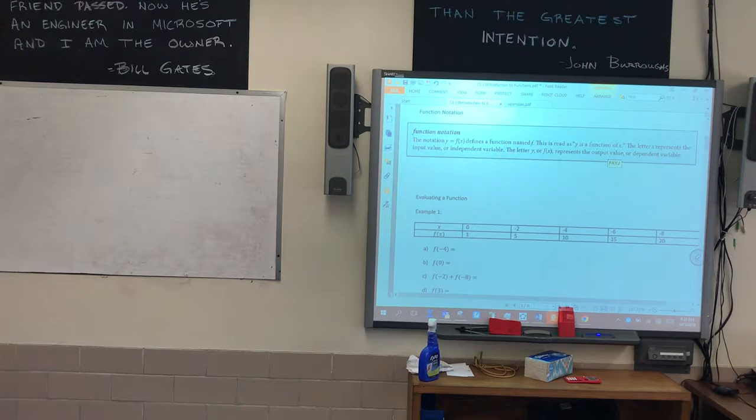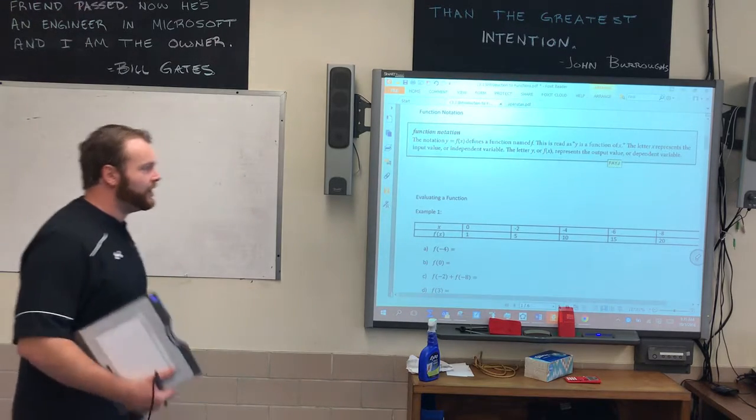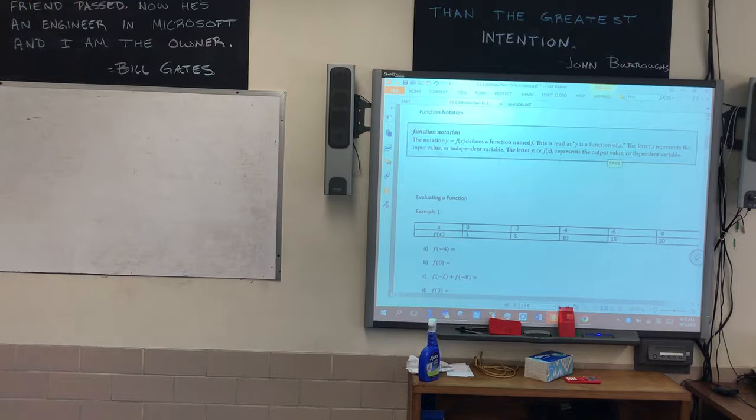The letter x represents the input value or the independent variable. The letter y, or f of x, because y is equal to f of x, represents the output value or the dependent variable. So f of x is going to be our notation for a function. If you haven't used any letters, you usually start with f because of the word function starting with f. But you can use a of x, b of x, c of x, d of x, whatever.